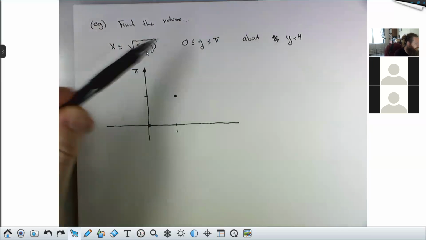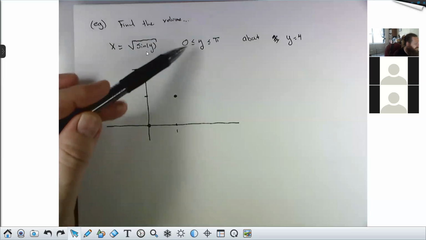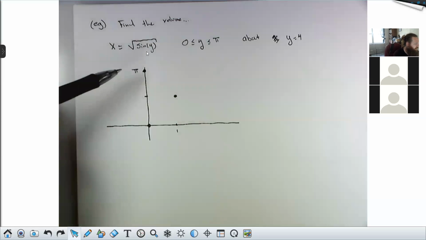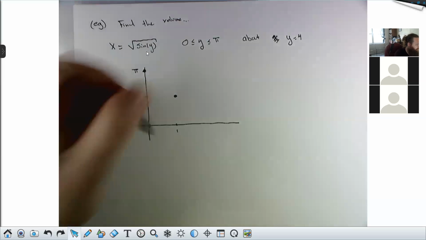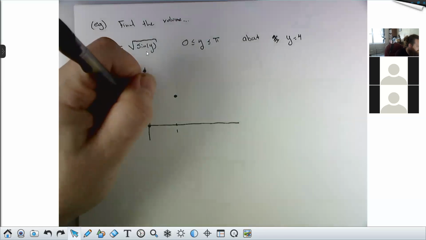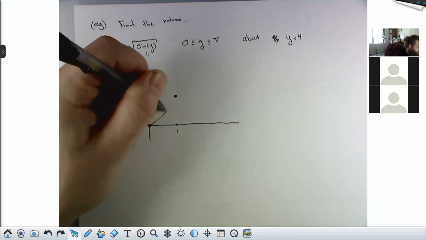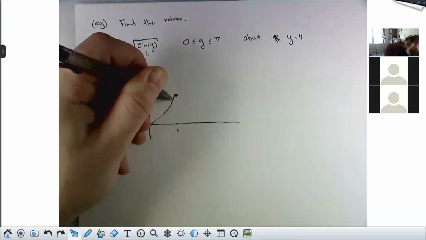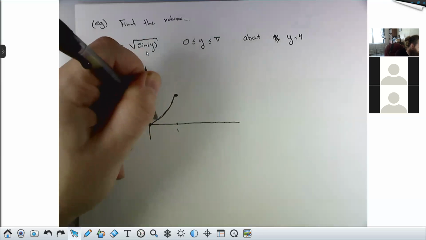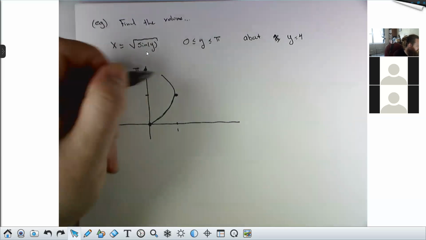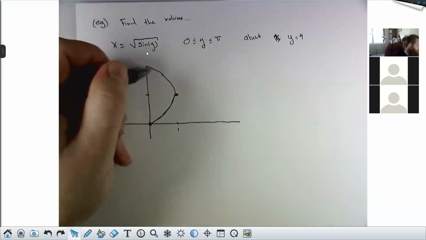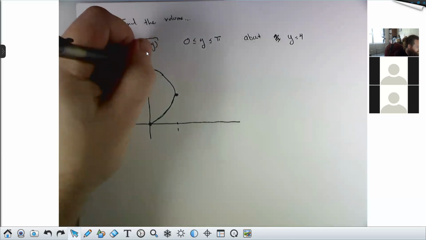We can think about it a little bit more critically. As y begins increasing from 0 towards pi over 2, the sine function does begin increasing. So we would expect the x values to grow. And then the x values are going to reach a maximum there when y is equal to pi over 2 and start to come back in. So yeah, this is a reasonable little picture here.